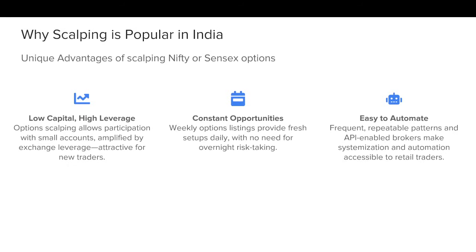Unique advantages of scalping Nifty or Sensex options. Number 1, low capital, high leverage. Option scalping allows participation with small amounts. So even if you have 10,000 rupees, you can participate in the options market.